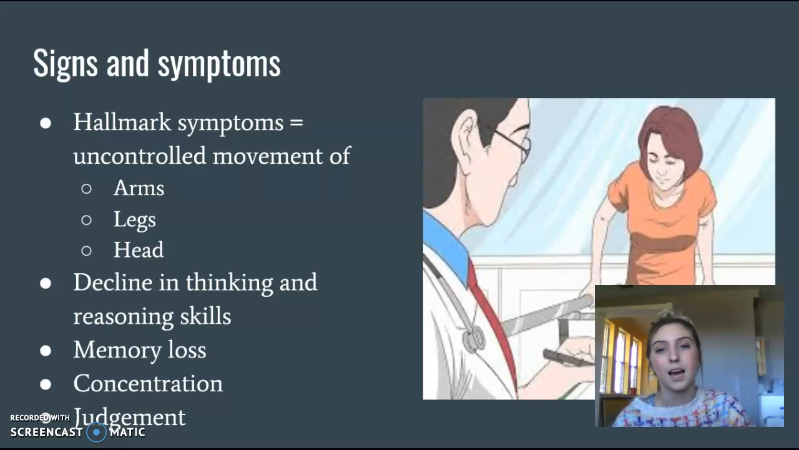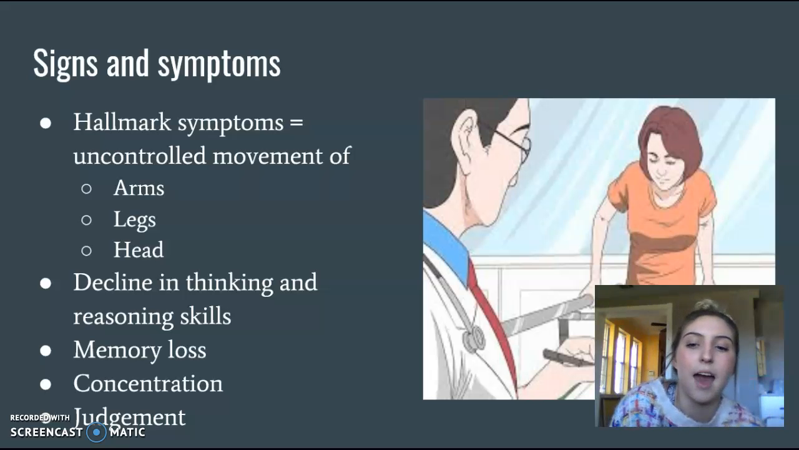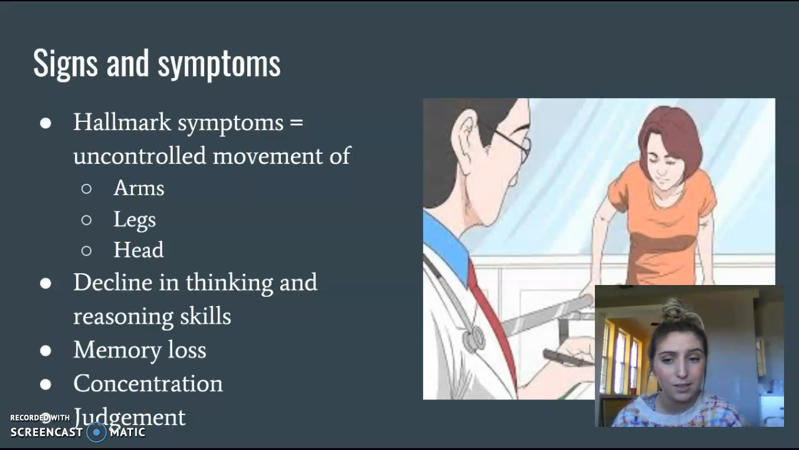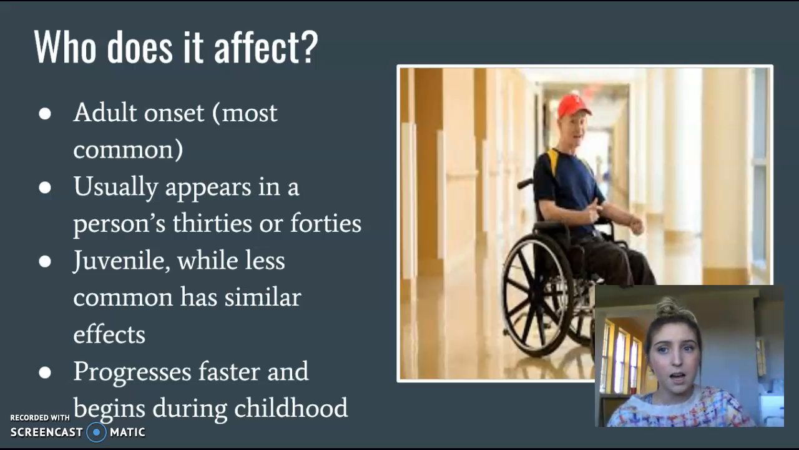So the hallmark symptom, the uncontrolled movement of the arms, the legs, and the head, like I mentioned, the decline in thinking and reasoning skills, memory loss, concentration, judgment, all are very prominent in most cases of HD and are very noticeable. So who does it affect? Adult onset is the most common type of Huntington's disease. It usually appears within a person's 30s to 40s, and there's a juvenile type, which is more rare, but they tend to have the same effects, except it progresses a little bit differently and speeds up a little bit faster, considering it does start in the earlier ages of life.